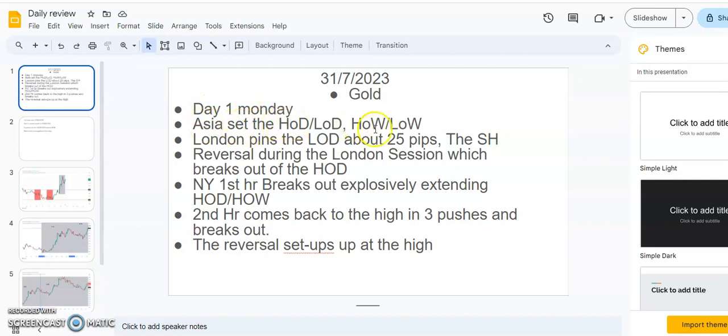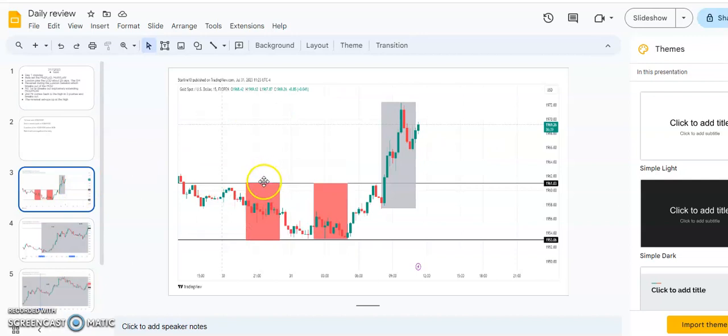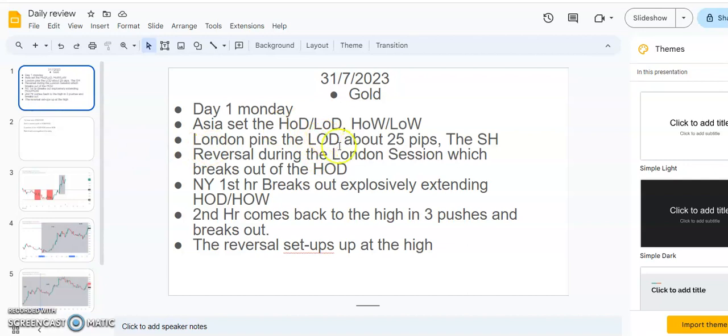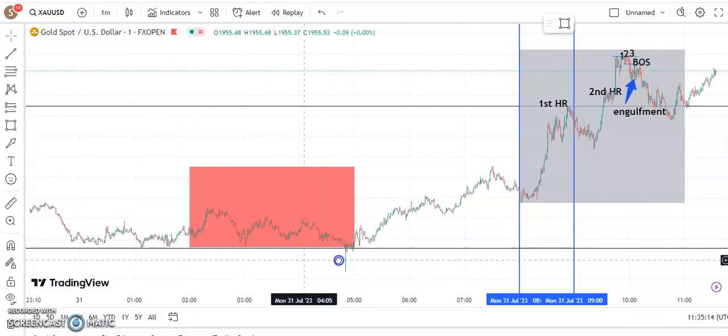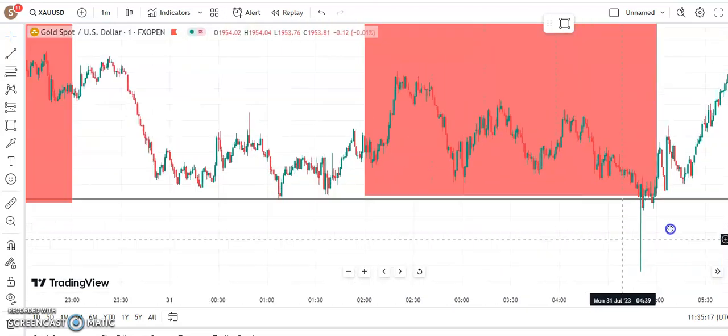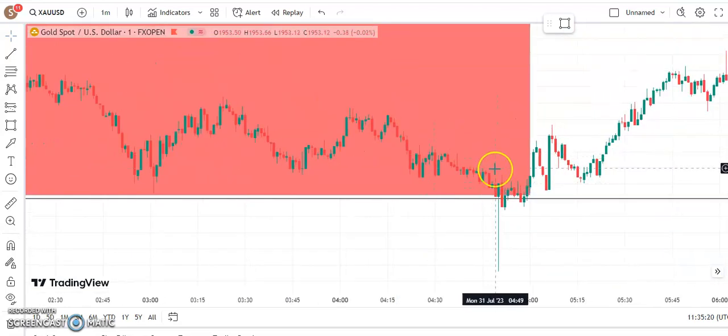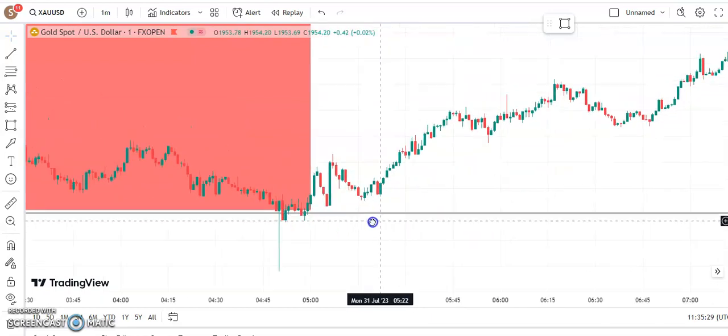Asia sets the high and the low, the high of the week. It's the high of the day, low of the day, high of the week, low of the week. So it's this here. Asia sets the high and the low of the week. Alright? And then London pins the low of the day, about 25 pips, which is the typical stop hunt. So here it is. As the London session was closing, we had this pin to the low of the week, and then we had another push to the low with a break in structure retest, engulfment for the move up.